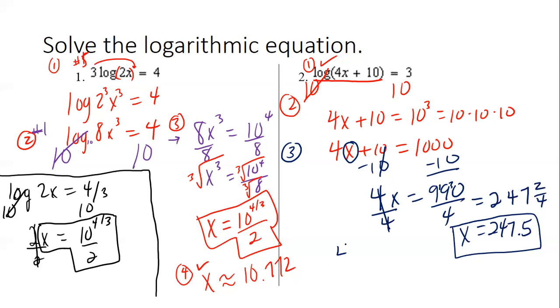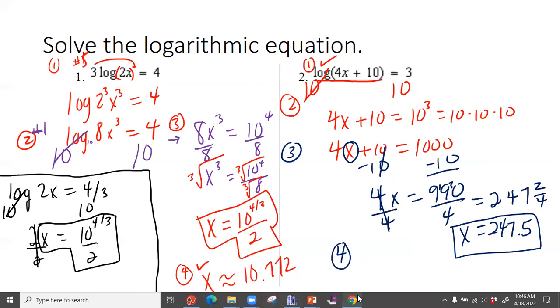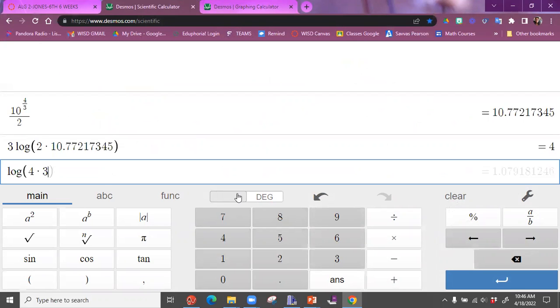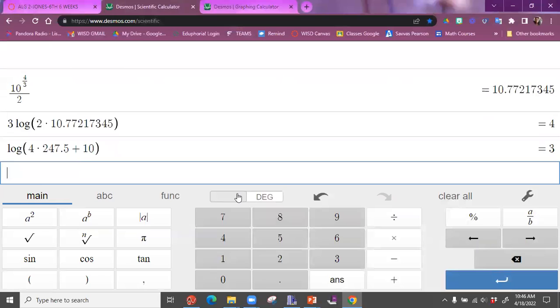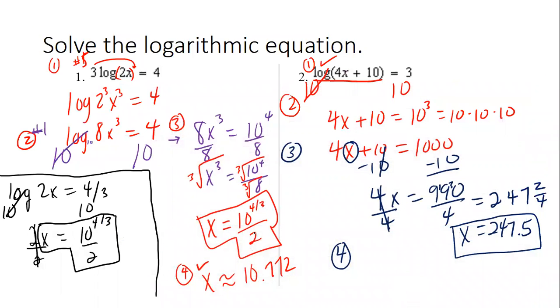All right. So then step 4 is to check yourself. If I wasn't very confident with my answer, what should I do? Check it, plug it back in. So I'm going to go to the calculator and type it in. Log parentheses 4 times 247.5, plus 10. Does it equal 3? Yes, you're a genius. Good job. All right. So that's all 4 is saying, is that it's an equation. And the beauty about equations is that you can check yourself.